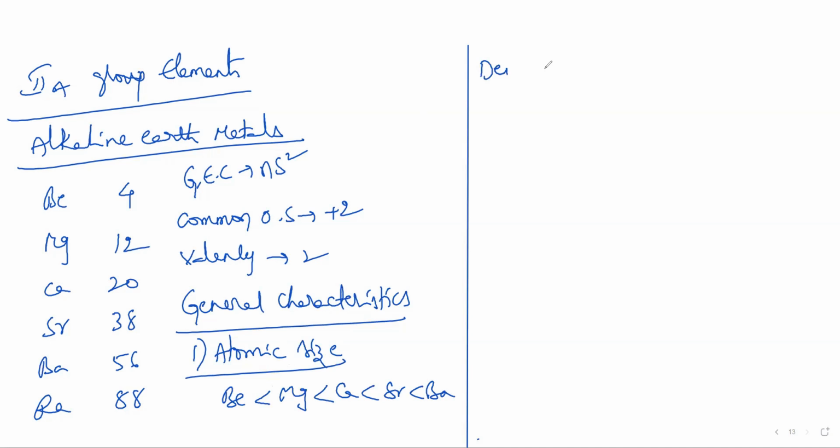Density. So only one exception, density of magnesium is more than calcium. So what will be the order? Calcium less than magnesium less than beryllium less than strontium less than barium.